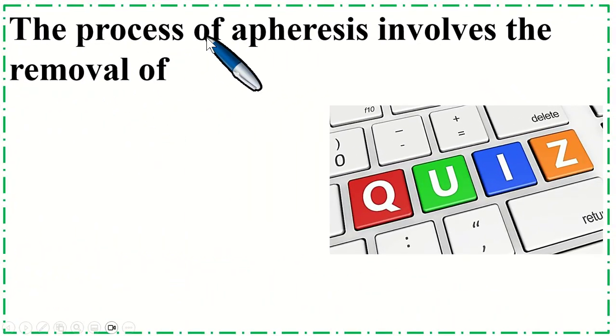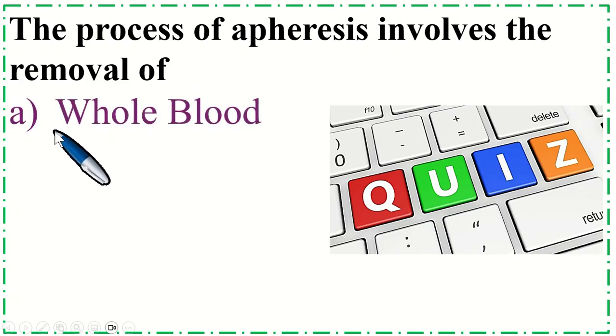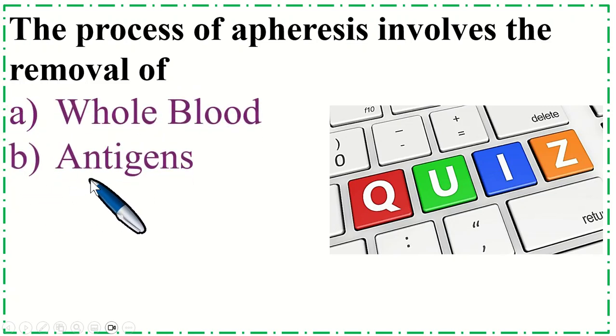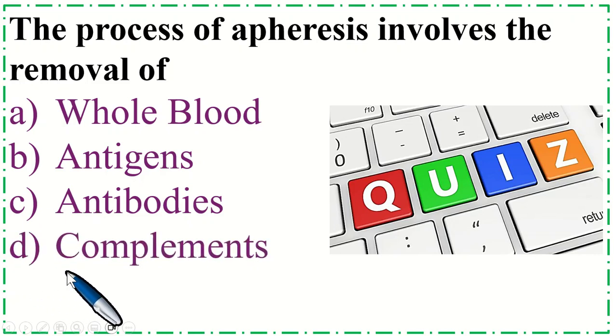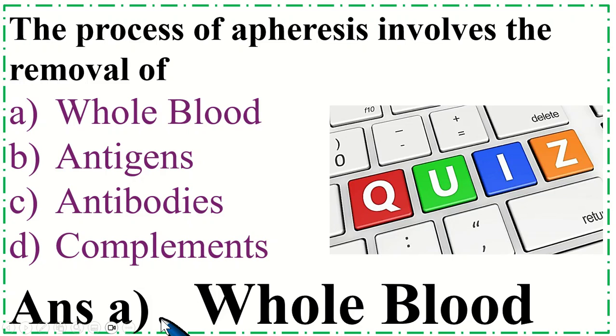The process of apheresis involves the removal of option A whole blood, B antigens, C antibodies and option D complements. So the correct option is A, whole blood.